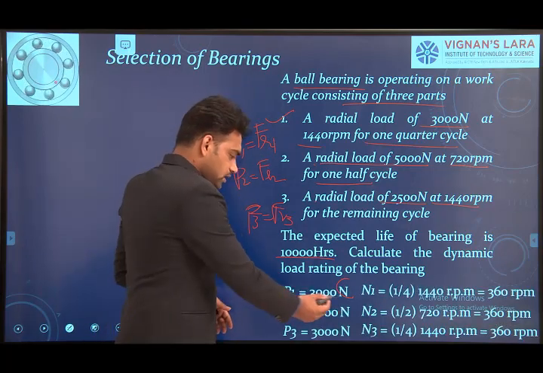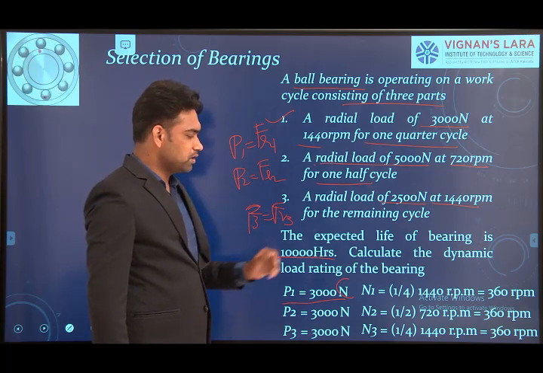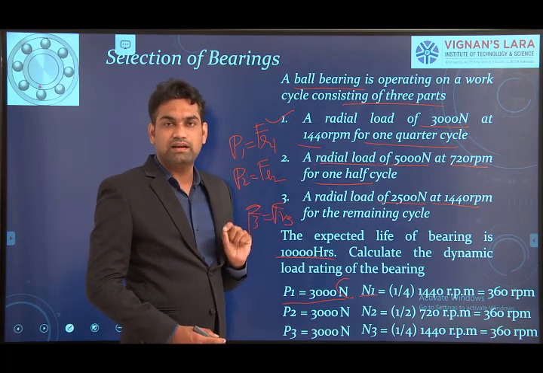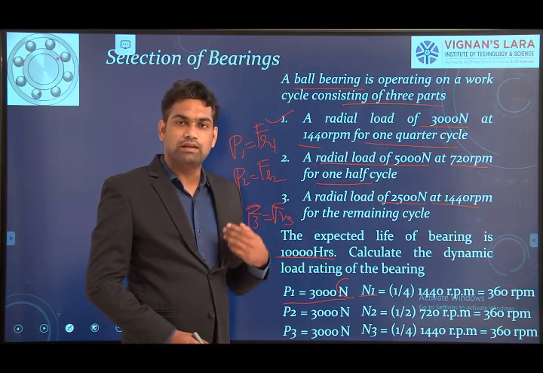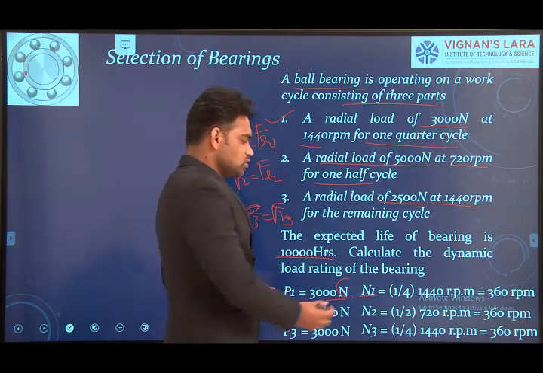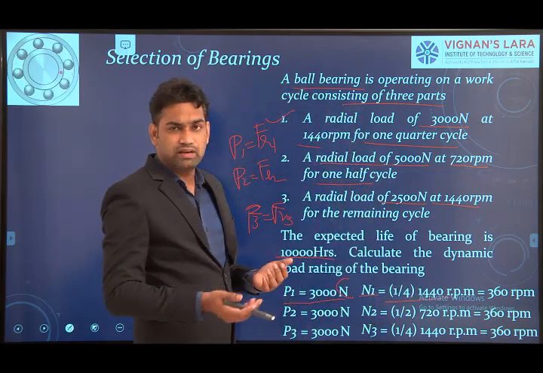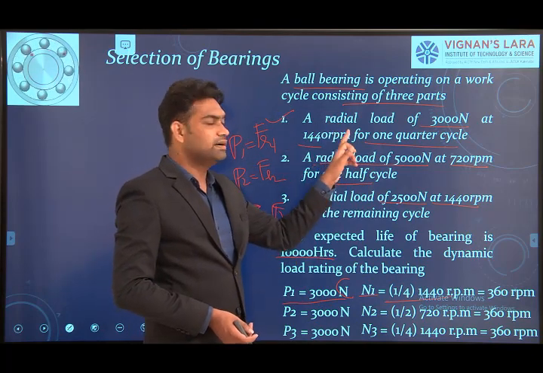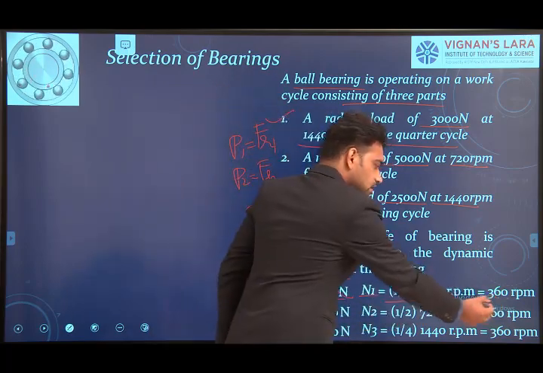So here, P1 is given as 3000 newton, that is equal to FR1, a pure radial load. The speed N1 is given, so they mention the specific speed at that particular load application, but it is not the number of revolutions that the load can be acting upon. We need to calculate N1. N1 equal to 1/4 into 1440, that is a 1/4 cycle of the time duration that the specific speed is there. So N1 is 1/4 into 1440 rpm, so that we get 360 rpm.